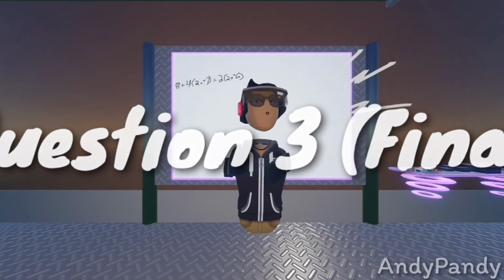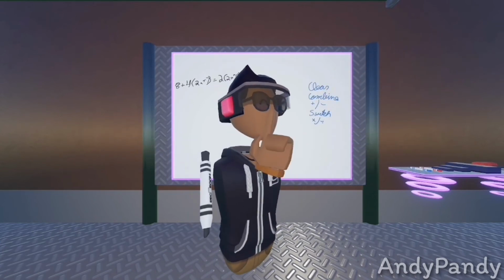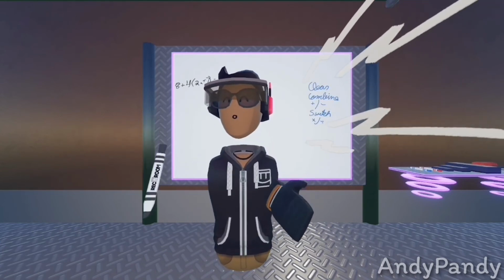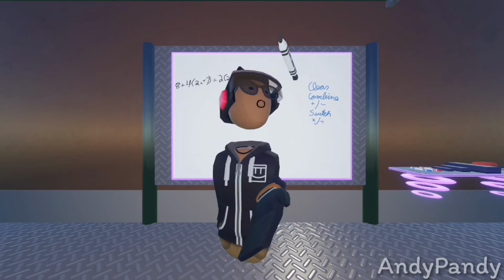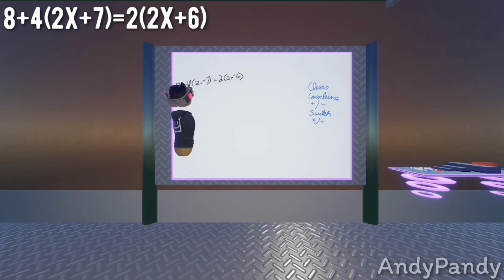Problem number 3. This is gonna be the last one we're gonna do right now. So we know the drill. First step is to clear any parentheses in both of the sides of the equal sign using the distributive property. Right here, 4 times 2x plus 7. 4 times 2 equals 8. Don't forget the x. And 4 times 7 equals 28.